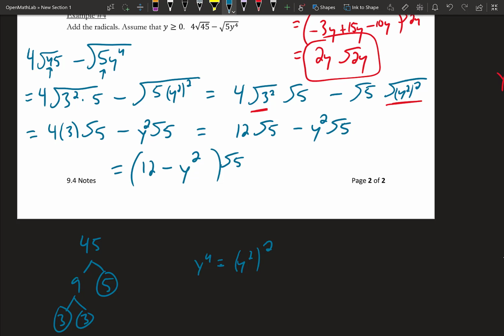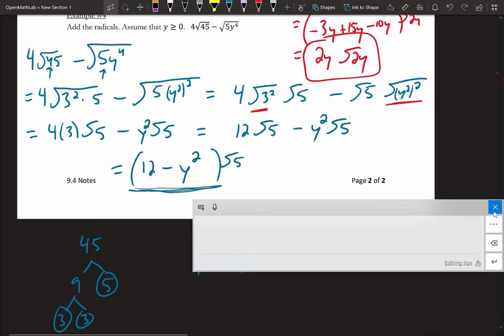And just correct that, I forgot to write down the square exponent. Sorry about that. So when you pull out that radical 5, we get 12 minus y squared. That's the coefficient, right? And there's nothing we can do to simplify that, so you would just leave it like that, right? All right, so that's all I have for this section. Let me know if you have any questions.